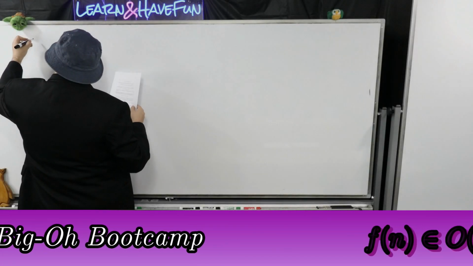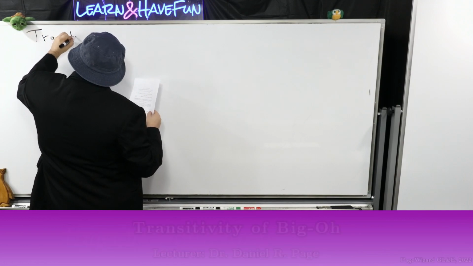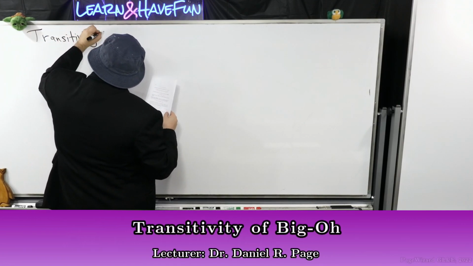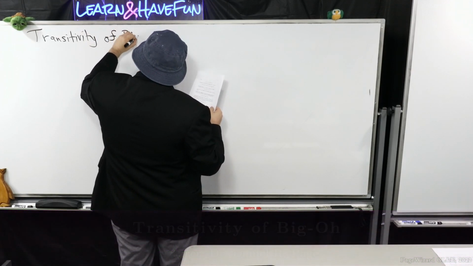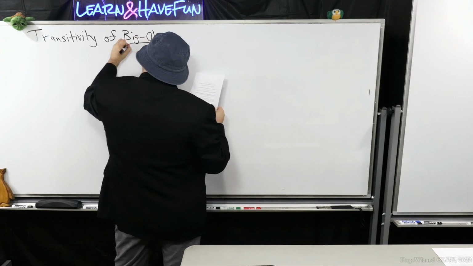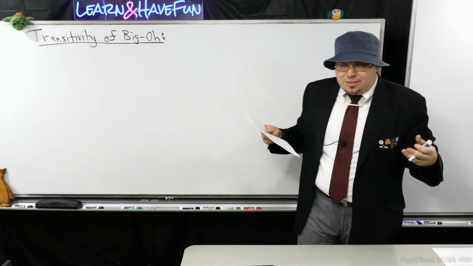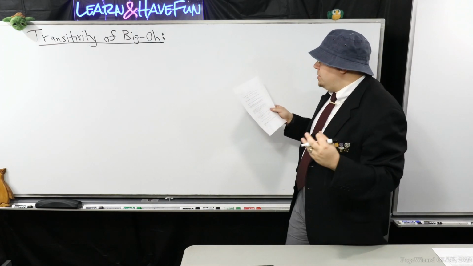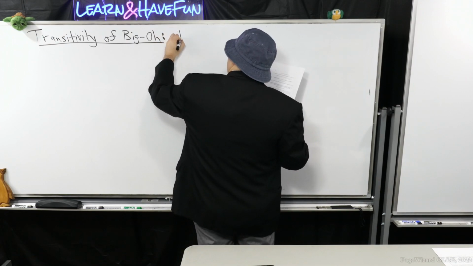So the next property I'm going to prove for you is the transitivity property. So it's the transitivity of big O. Some people call this the transitive property, or say big O is transitive. And here's the way this works. This is a common property that a lot of different mathematical objects may have. Not all of them, but some of them do. But this is how you would state it for big O.